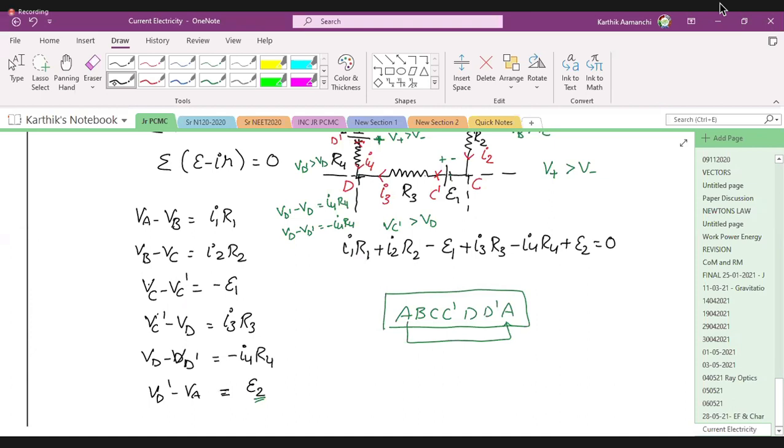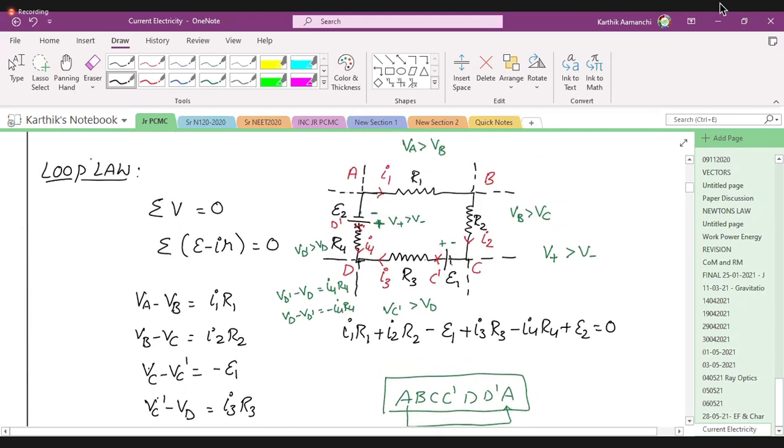That's why I told you potential drop and potential rise. Or else, most of the faculty will say, if you are going in the direction of current, take positive, opposite direction of current, take negative. Clear? So you are going from A to B, you are going along the direction of current, so positive.